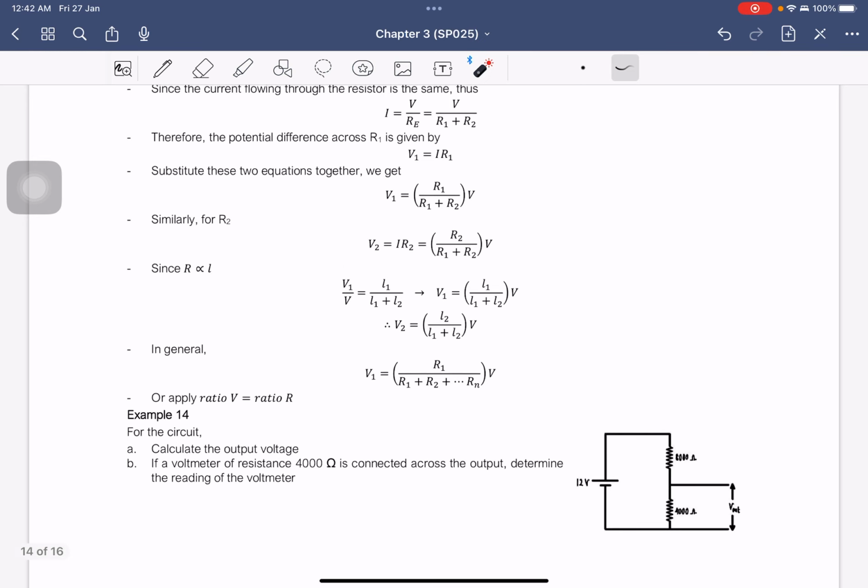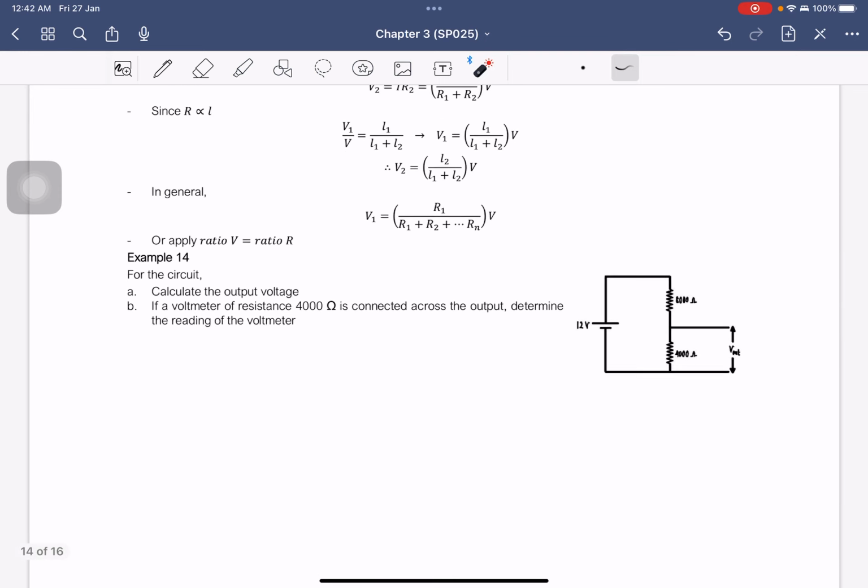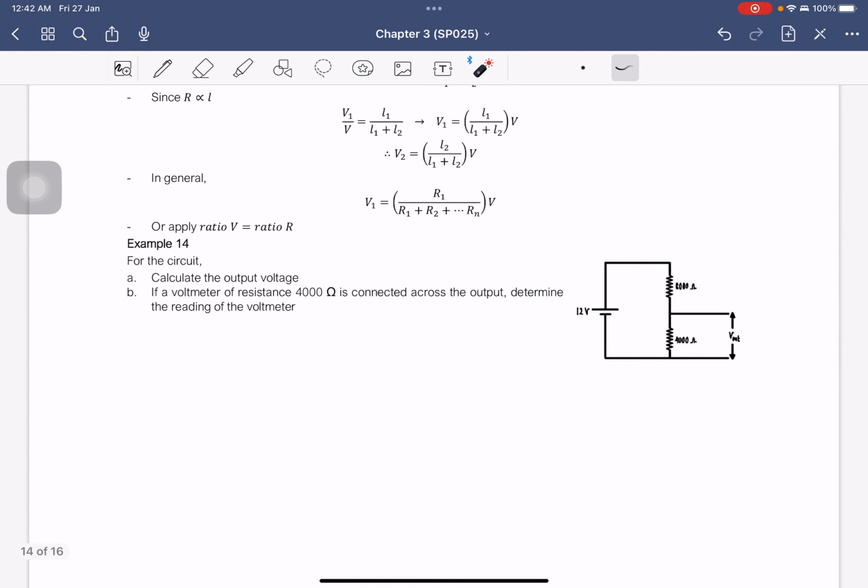Okay, so potential divider basically applies the ratio of voltage to the ratio of resistance. Okay, so let's look at this example just to show you how we apply potential divider in a question.